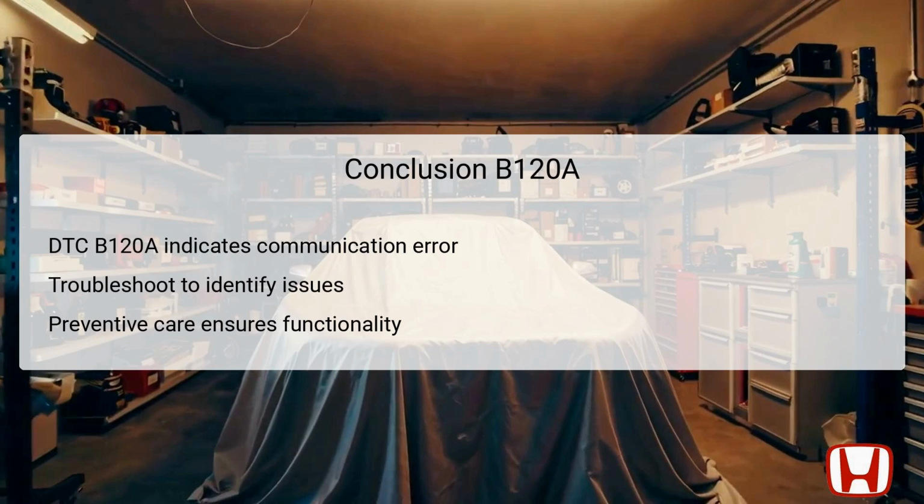In summary, DTC B120A signifies a climate control unit LIN communication bus line error, leading to potential failures in your Honda CRV's HVAC system. Diagnosing the issue involves several systematic troubleshooting steps, identifying whether the problem lies with wiring, fuses, or the climate control unit itself. Each step is critical in isolating the issue and determining an effective repair.